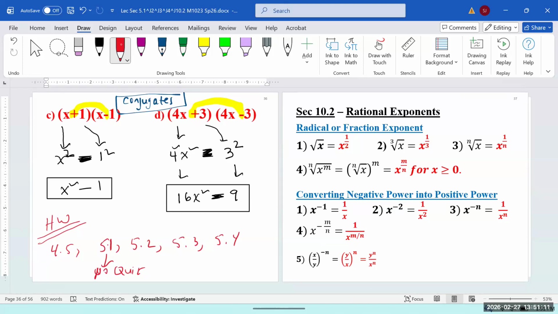We're not going to start, but write down all these rules. 10.2 is based on all these rules. It's one of the worst sections, but it's a fun section if you remember all these rules. And if you hate memorizing these rules, then 10.2 is bad.